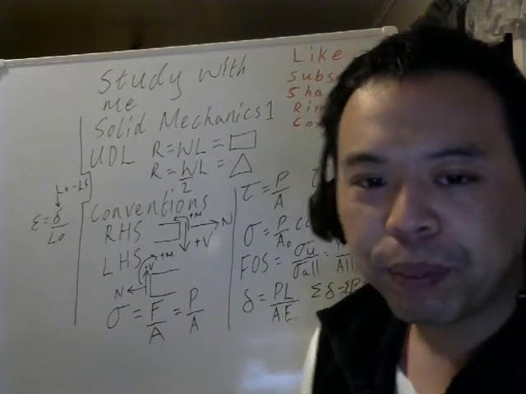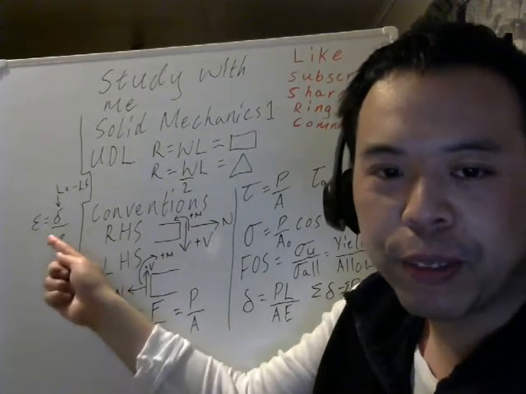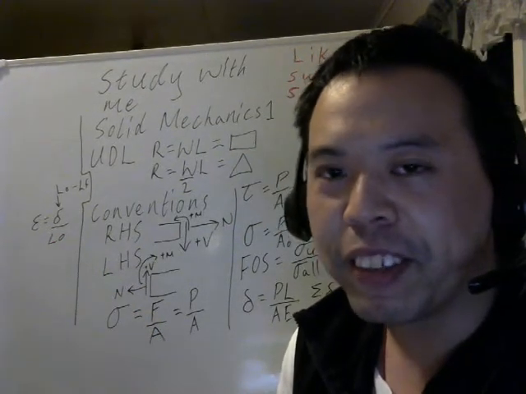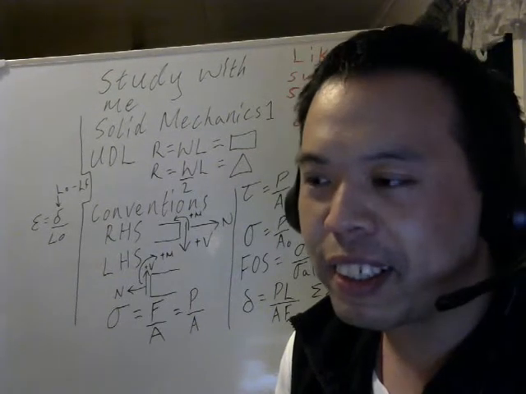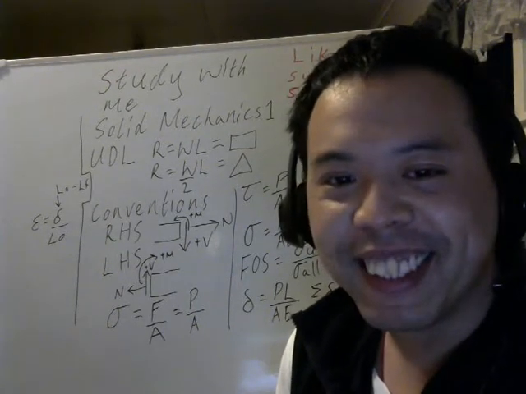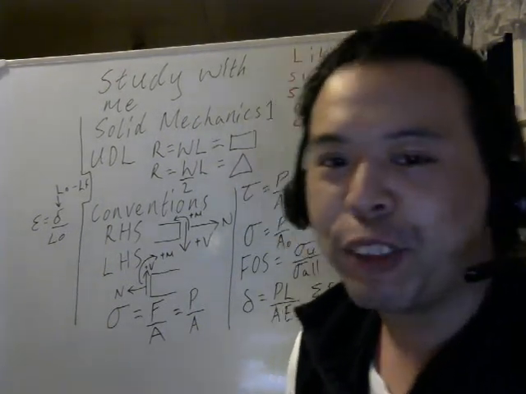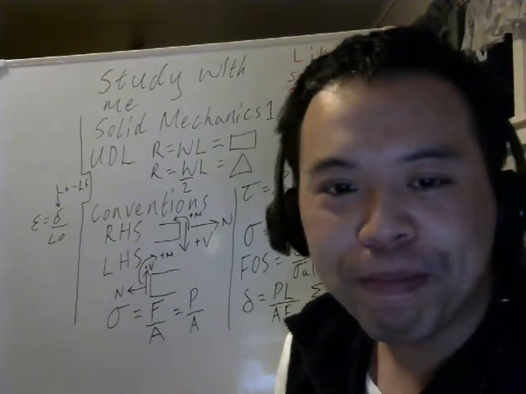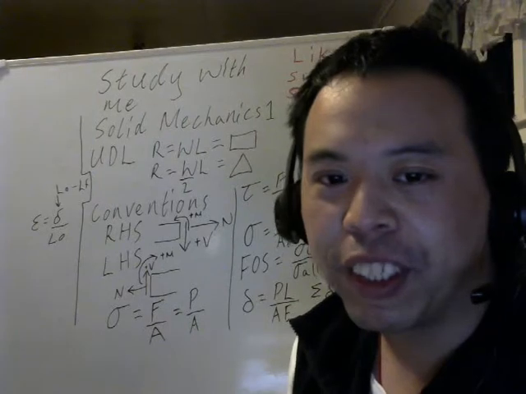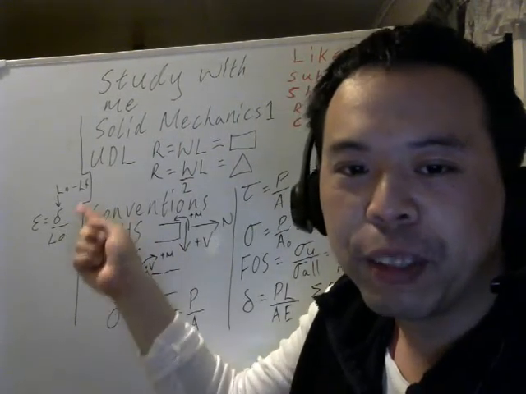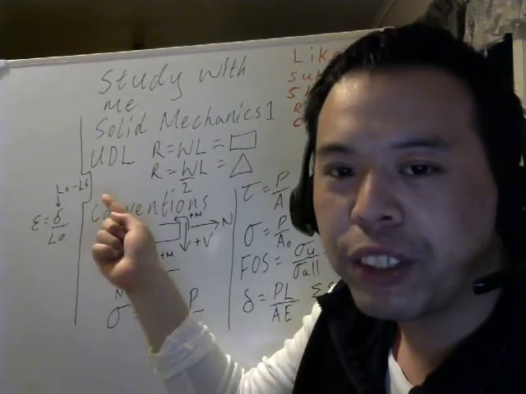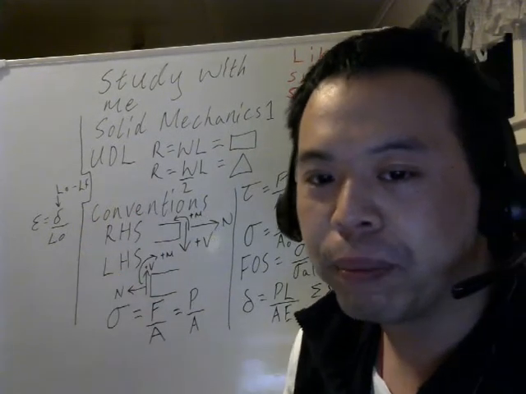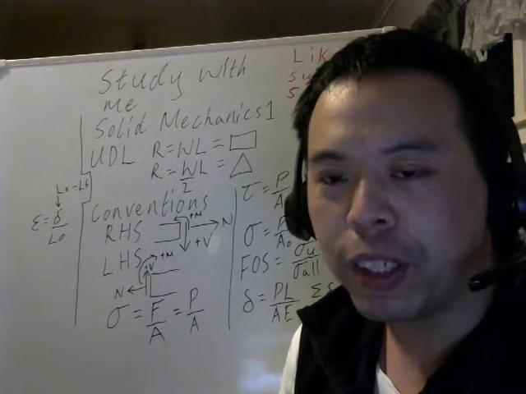Alright, on to epsilon. Now that is strain. Yep. Good revision for next month when I start Solids 2. Okay, so you got the delta symbol again, which is just your original length minus your final length divided by your original length.